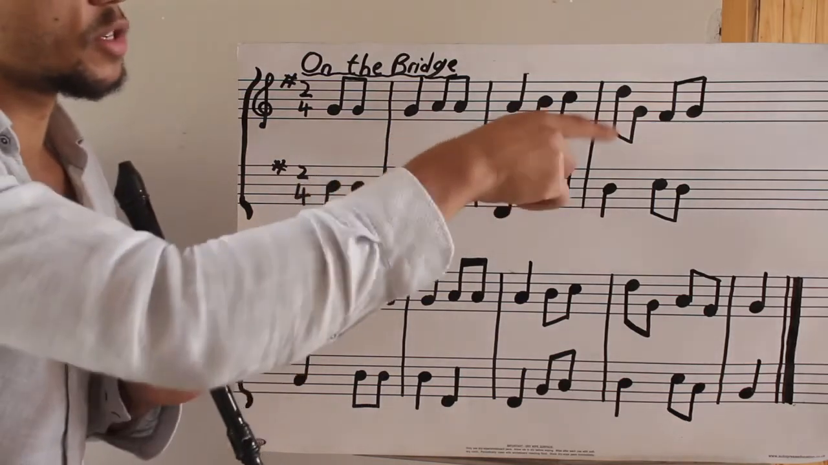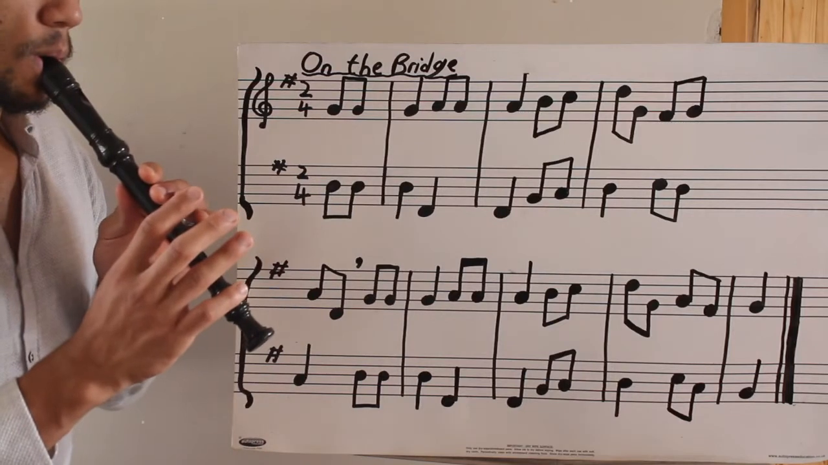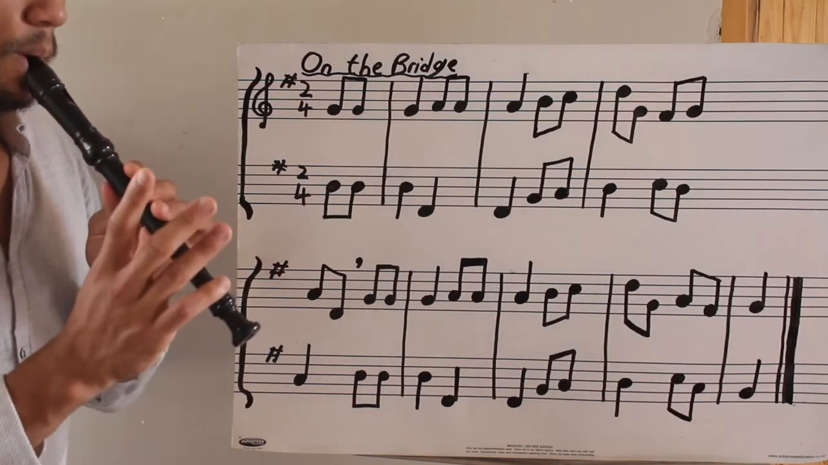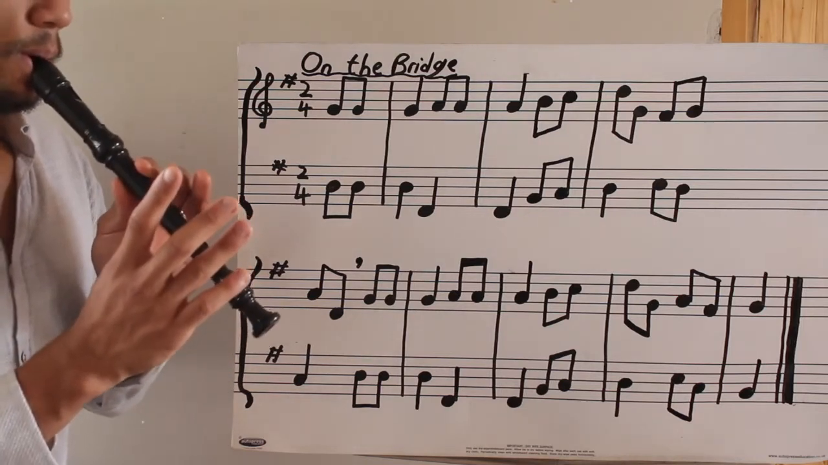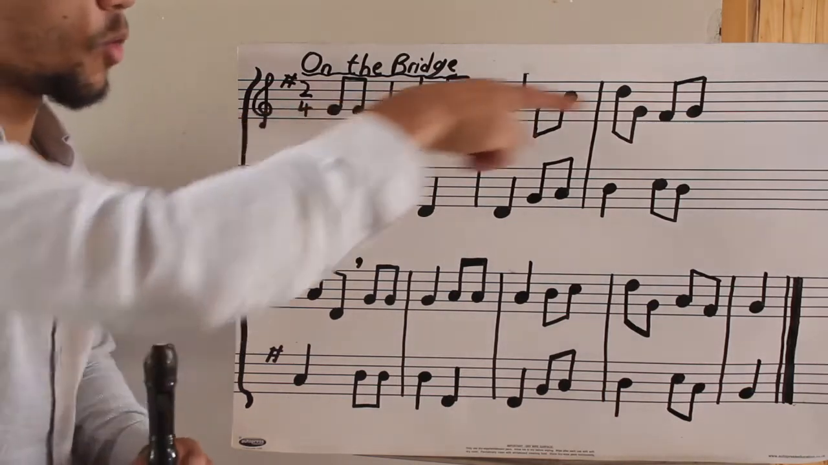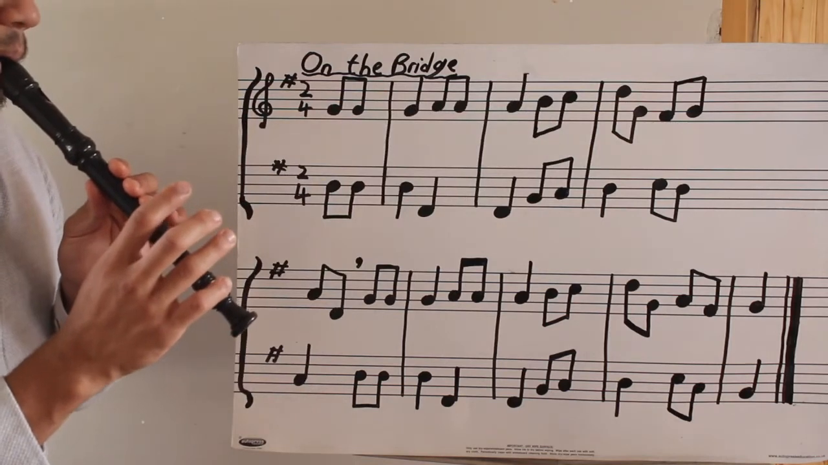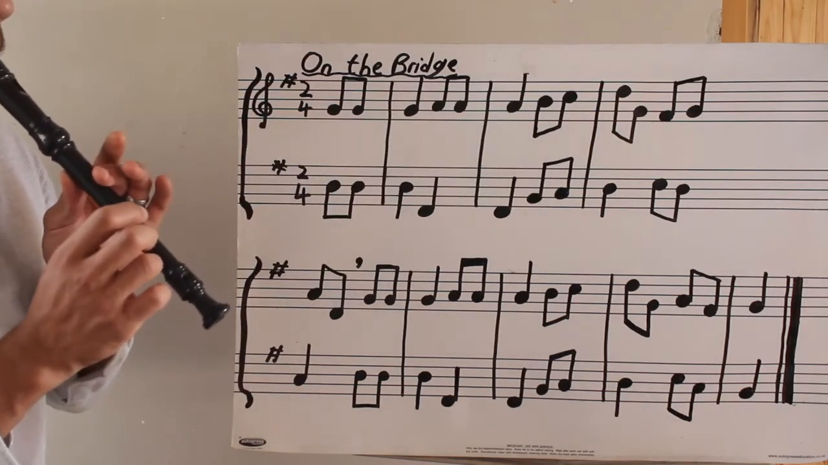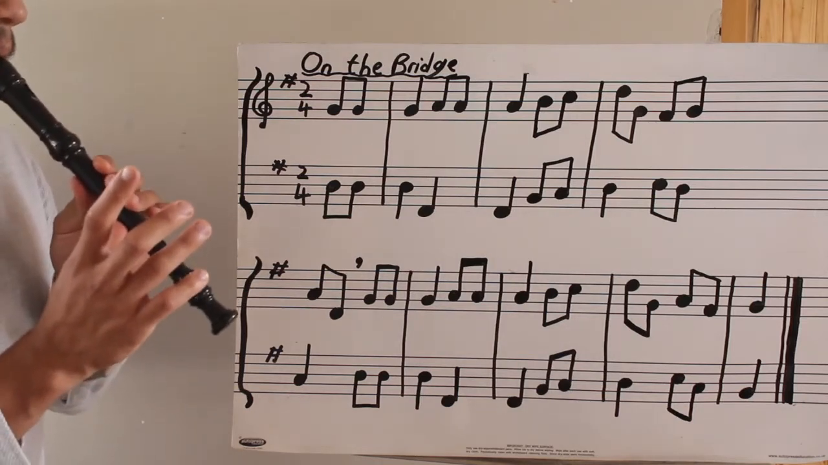Let's take it from bar 3 to bar 4. 1, 2. Slower. Let's put bar 1 to bar number 4. 1. Again.